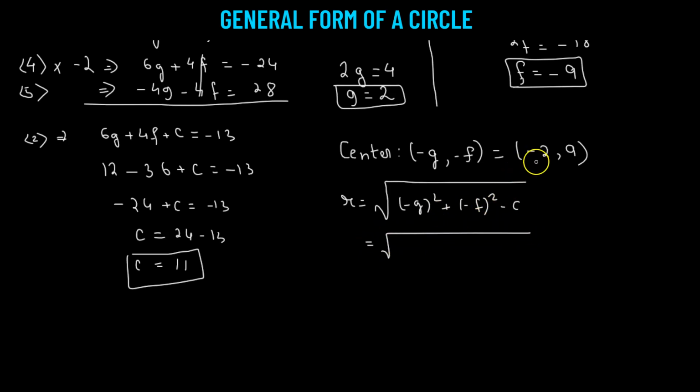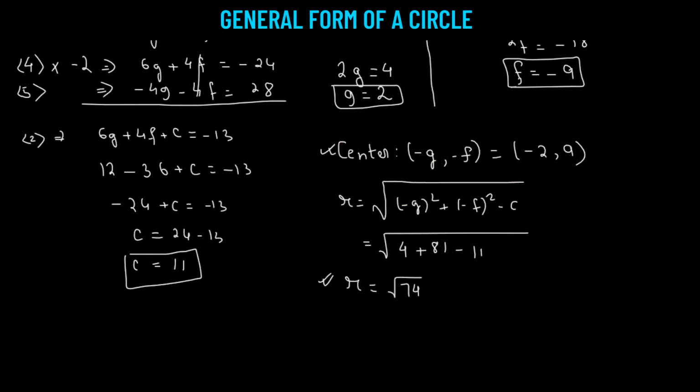Negative g corresponds to negative 2, so squaring it gives us 4. Negative f corresponds to 9, squaring it gives us 81, minus c, so c value is 11. Now 81 minus 11, that's 70. 70 plus 4, that will be 74. So we get square root of 74. So this is the value of our radius r. Now we have the coordinates of the center as well as the radius of the circle. We can use the standard form of a circle to find out its equation.